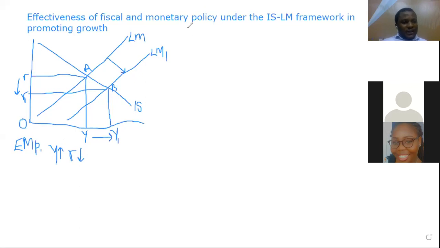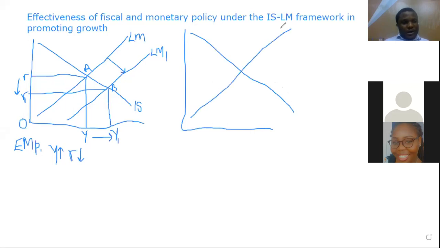Then we consider the second one. We consider, of course, contractionary monetary policy, which is the opposite of this. And I don't think I should be considering it. I will just tell you what happens to it. But let's look at the other aspect.